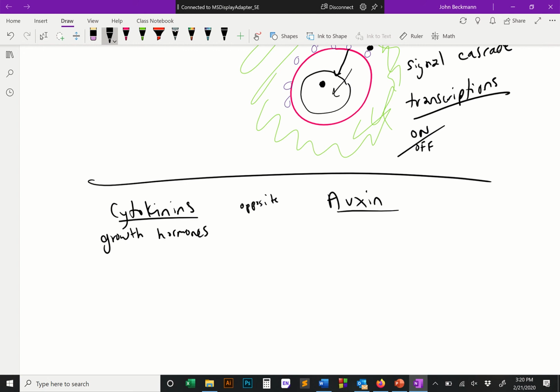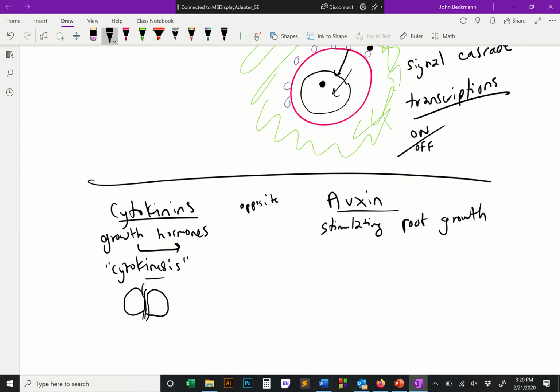A cytokinin is going to stimulate, actually the term comes from cytokinesis, which is when a cell splits apart. That process is cytokinesis. So when a plant cell encounters cytokinins, it induces it to replicate and undergo cytokinesis. That's how they stimulate general growth. And auxins are famous for stimulating root growth. And I should say the cytokinins are more famous for stimulating bud or stem growth.